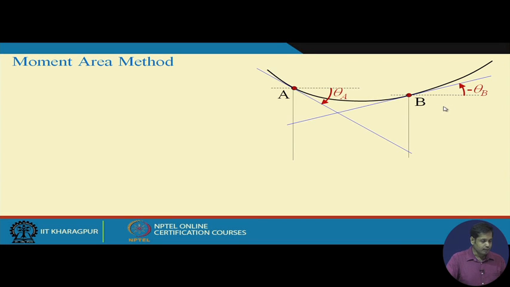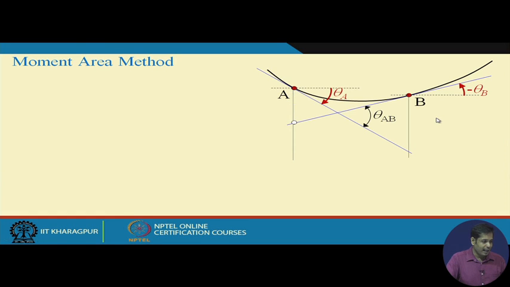Now, this angle is theta AB. So, theta AB is the angle between the slope at A and at B. By simple geometry we can say that theta B is essentially this angle plus this angle. So, theta A minus theta B.